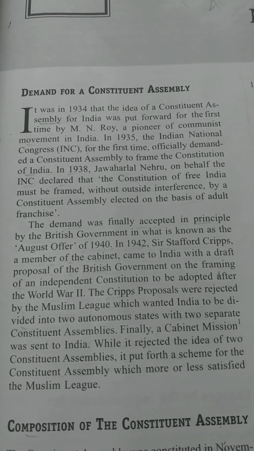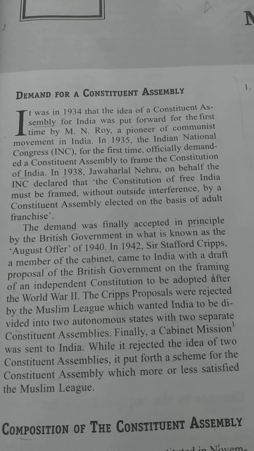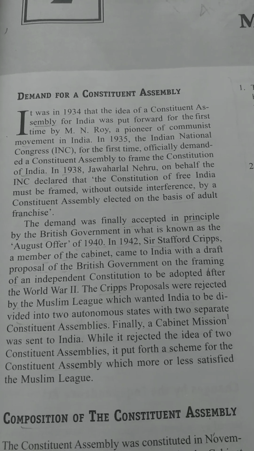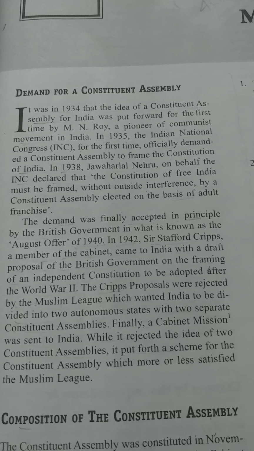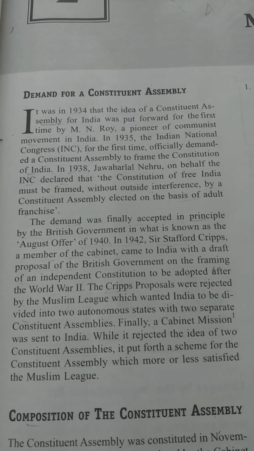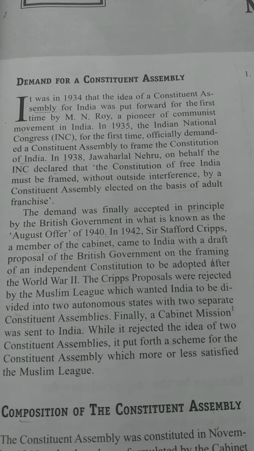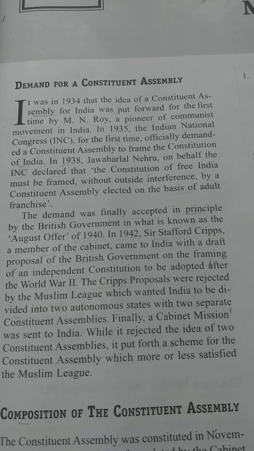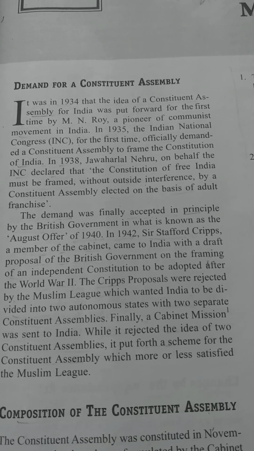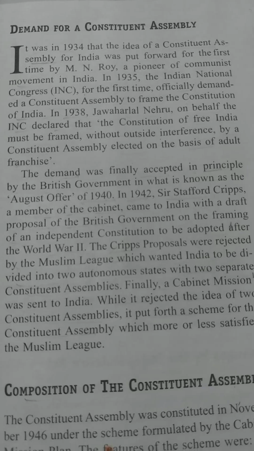The Cripps proposals were rejected by the Muslim League, which wanted India to be divided into two autonomous states with two separate Constituent Assemblies. Finally, a Cabinet Mission was sent to India. While it rejected the idea of two Constituent Assemblies, it put forth a scheme for the Constituent Assembly which more or less satisfied the Muslim League.